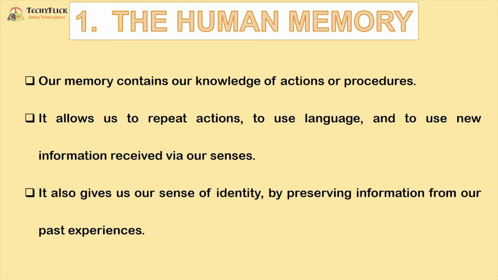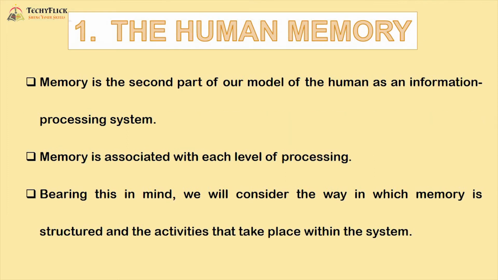So, first is what is human memory? Our memory contains our knowledge of actions or procedures. It allows us to repeat actions, to use language, and to use new information received via our senses. It also gives us our sense of identity by preserving information from our past experiences. Memory is the second part of our model of the human as an information processing system. Memory is associated with each level of processing.